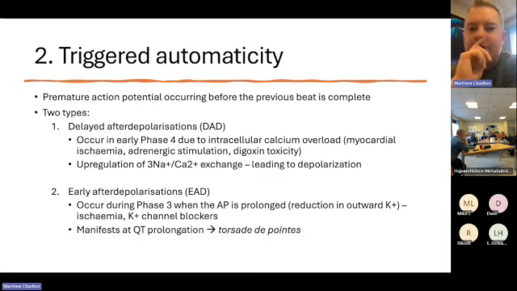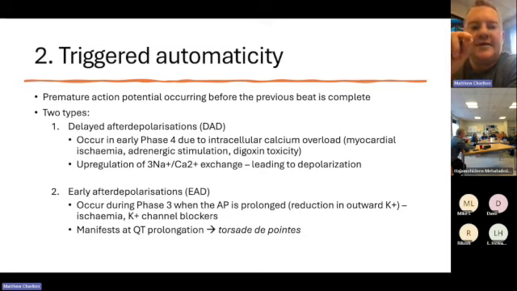The second, which is slightly more complicated to understand, I suppose, is triggered automaticity. This is where you get a premature action potential happening before the previous one is totally complete, I think in the relative refractory period. And you can classify these into two things: delayed after depolarizations and early after depolarizations.